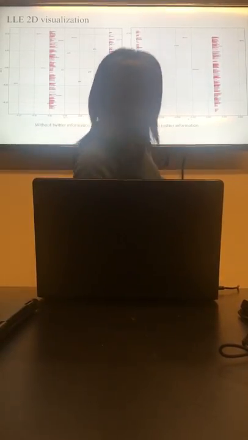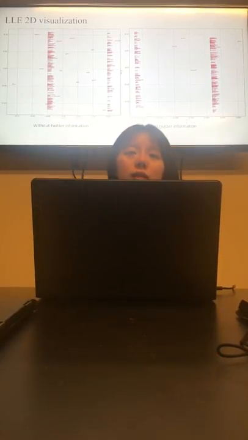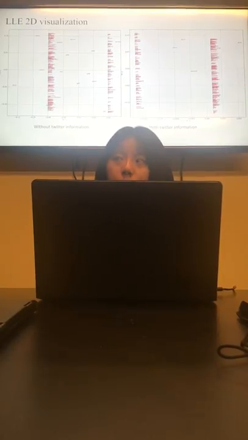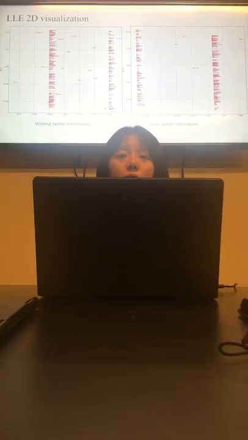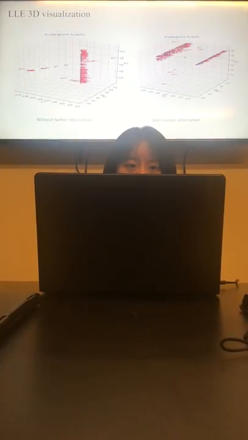Here, LLE, I think, clearly shows the outliers like Harvard, Stanford. But compared with the version without Twitter information, we think the Twitter follows are a little bit noisy data for the analytics, because sometimes a good university may not have many Twitter follows. It doesn't mean anything, we think. Here is our 3D visualization.